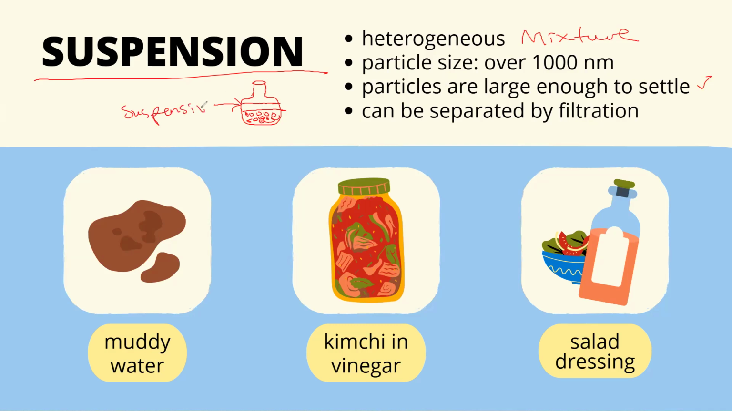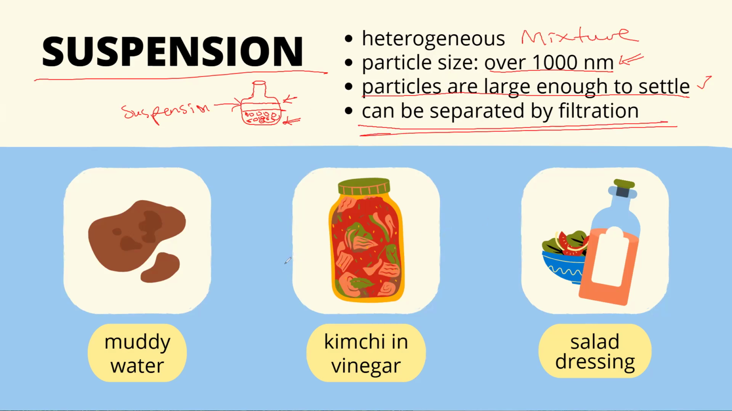Why? Number one, it is heterogeneous. The composition of the mixture is not the same throughout. Some parts are made of water and some parts are made up of sand. You can see the difference just by looking at it. And then the particle size is over 1000 nanometers. So any kind of mixture that the particle size is over 1000 nanometers, we call it a suspension. And then in this case, the particles are large enough to settle, or they can be seen with your naked eyes. And then they can also be separated by filtration.